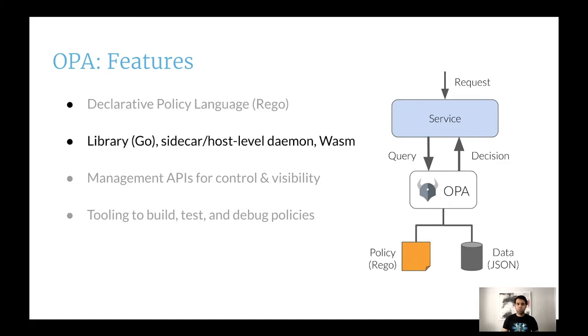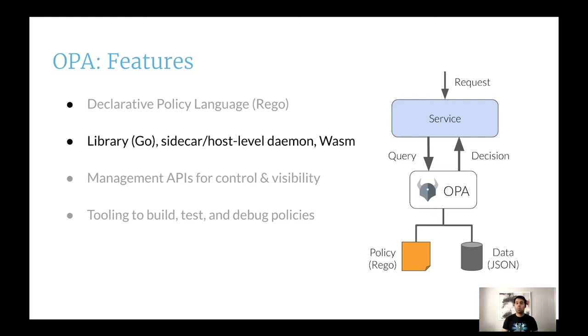OPA is written in Go, and it's designed to be as lightweight as possible. So all the policies and all the data OPA needs for evaluation are stored in memory. You can deploy OPA as a sidecar, as a host level daemon, or you can now compile Rego policies into WASM executables and use them to evaluate your queries. So you can think of OPA as a host local cache for your policy decision making.